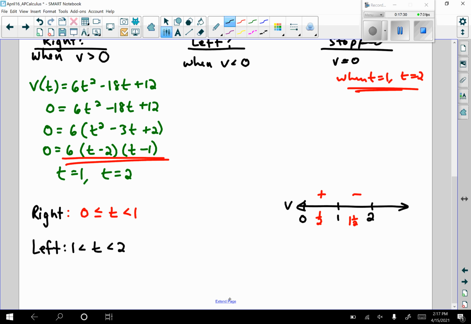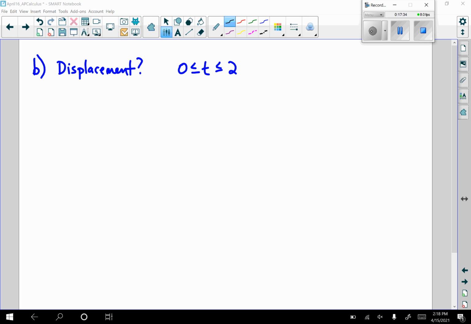All right, so for part B, we want displacement. So if you recall, displacement is the change in position from one time, we'll say t equals a, to another time t equals b.